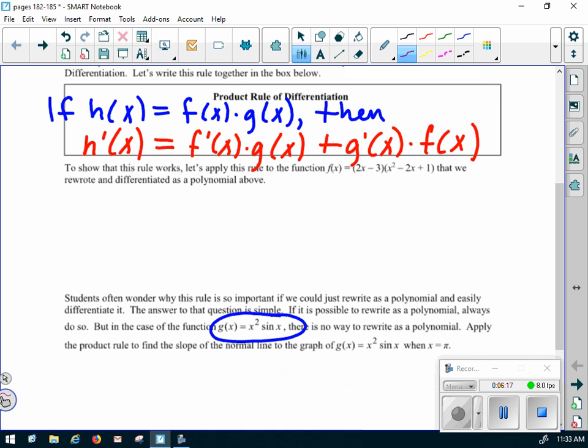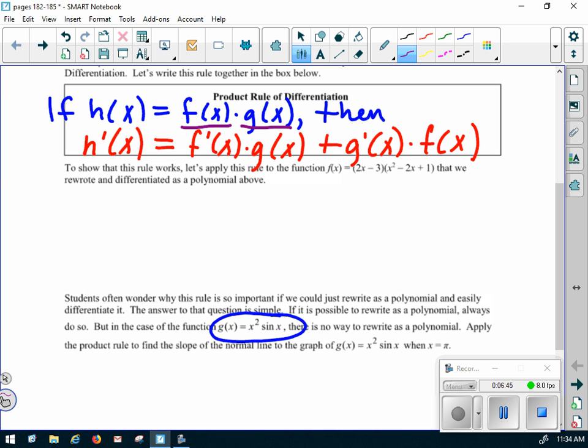Notice that f of x was the first, g of x is the second, okay? Derivative of the first times the second plus the derivative of the second times the first. Let me say that again. The derivative of the first times the second plus the derivative of the second times the first. That is the product rule, and that's how you can take the derivative of any product.